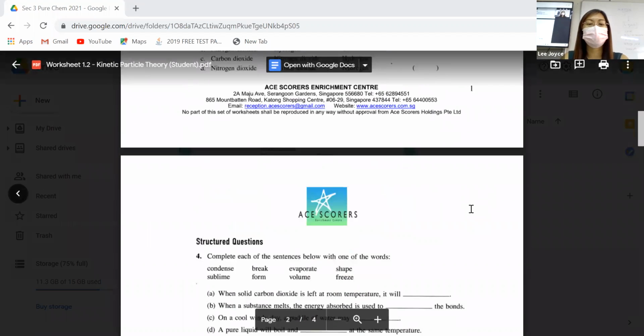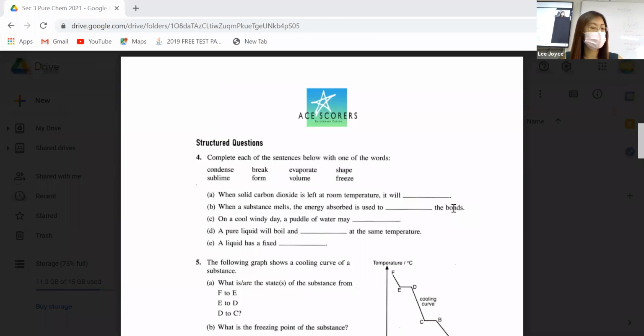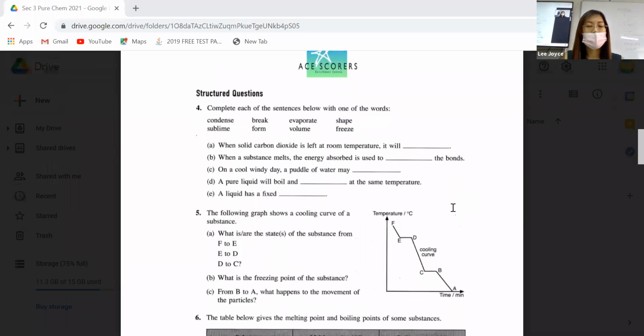Okay, let's go on to question 4, which is pretty easy. I'll read out the answers. The first one is sublime. Second one, part B, breaks the bond. Part C, evaporate. Part D, condense. And then part E, fixed volume. Right, fixed volume.